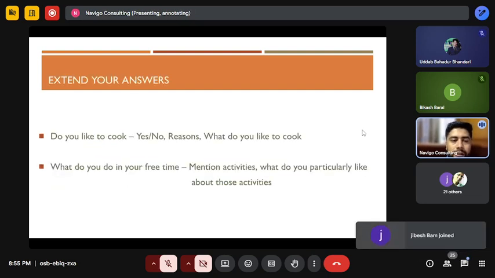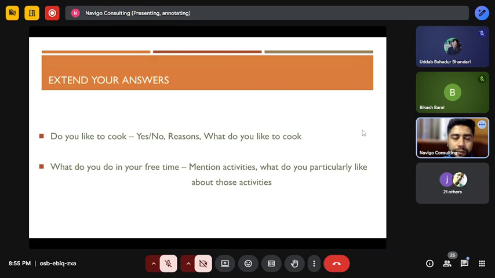Okay, so extending your answers. If the question, for example, is "Do you like to cook?", you should say, "Yes, I like to cook," because you give reasons, right? And you mention what you like to cook and how you feel. In this way, you are going to extend your answer. You should be extending your answer.